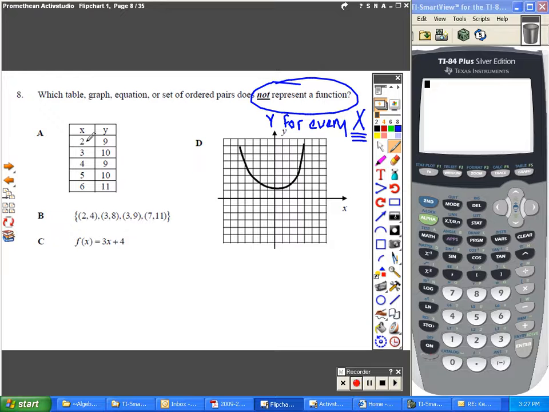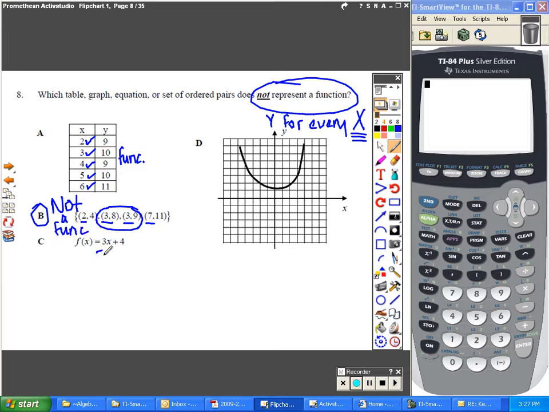If you look at the x values, you have a 2, a 3, a 4, a 5, and a 6. There are no repeats, so this is indeed a function. If you look at letter B, you have a 2, a 3, and a 3, and a 7. Because of this repeat, this is an answer because this is not a function.